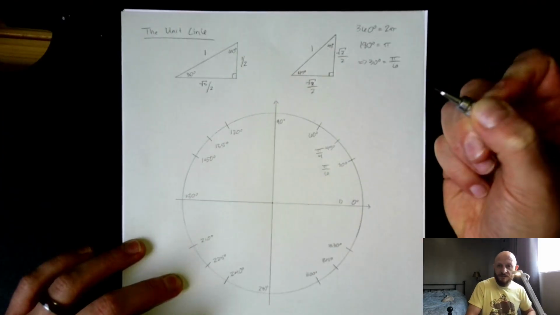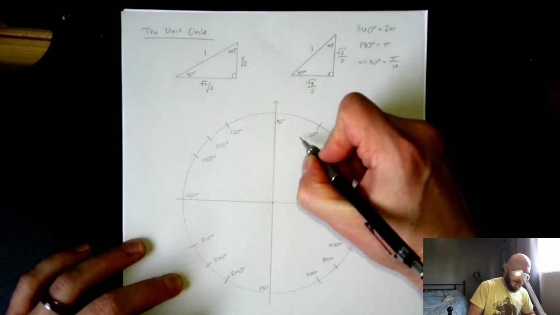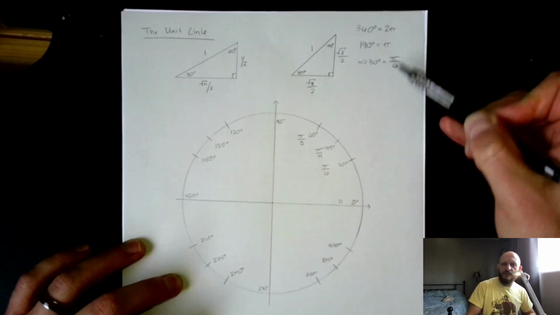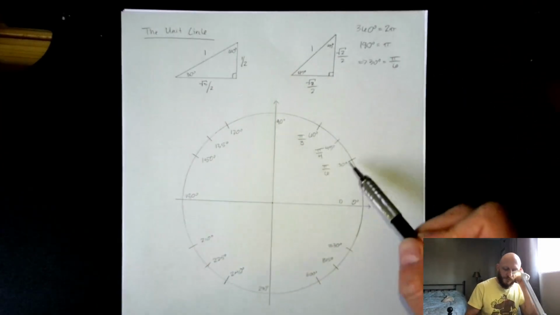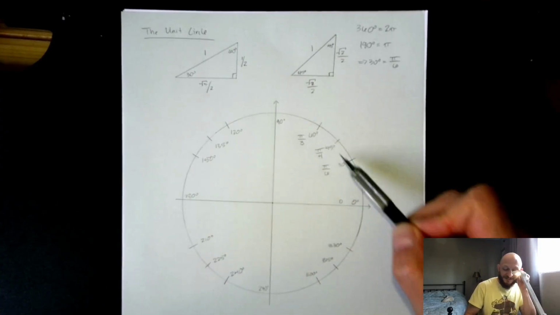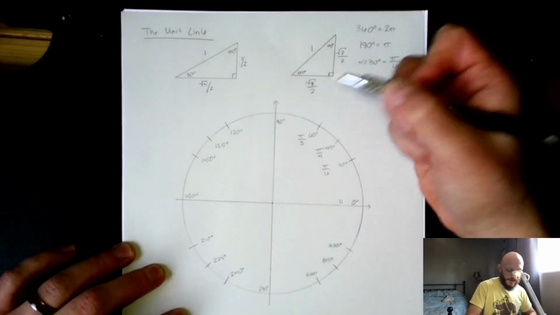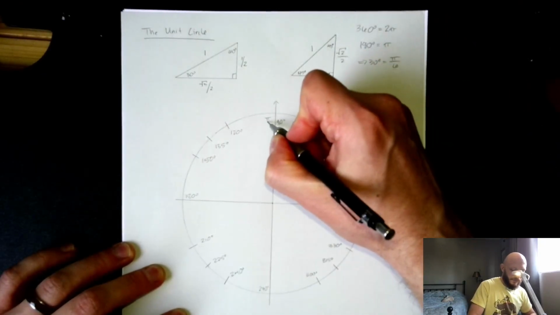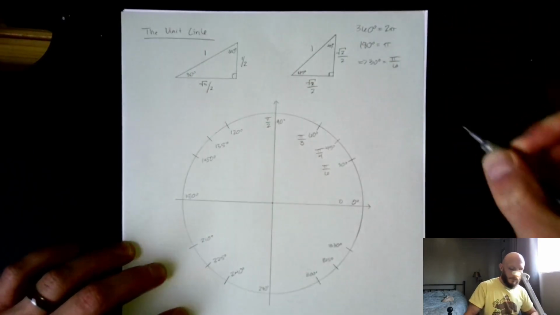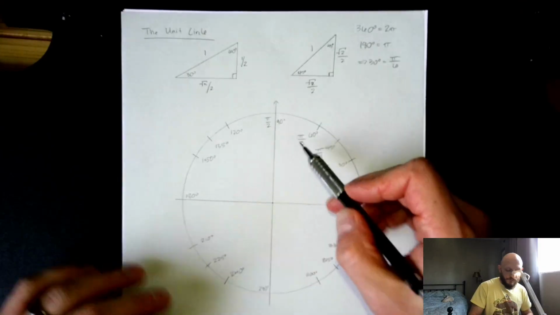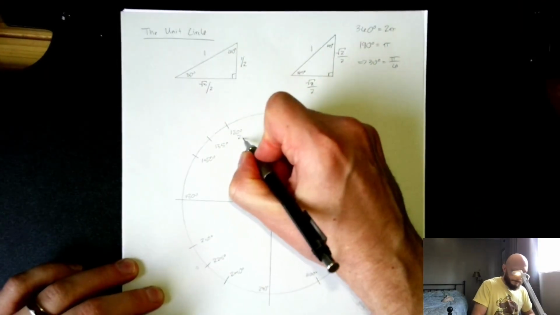I'm just going to fill these in rather than talking your ear off, because you can just use these right here if it's tough, or you can also just use multiples. Once you have these ones, everything else is just multiples. 90 degrees is pi over 2 radians. Let's see, so if 60 degrees is pi over 3, 120 degrees must be 2 pi over 3.